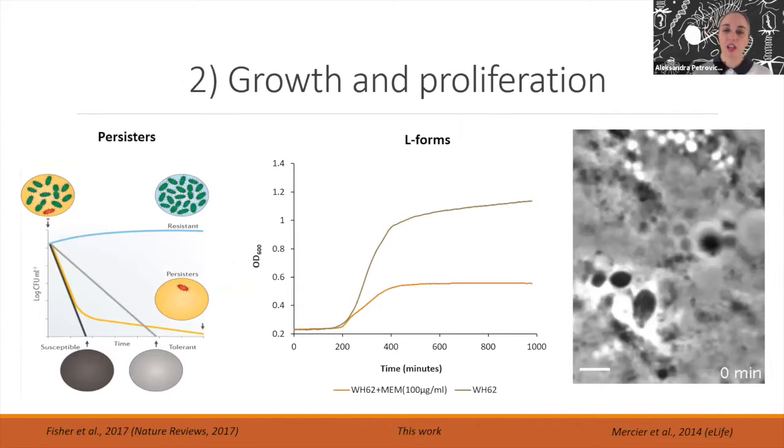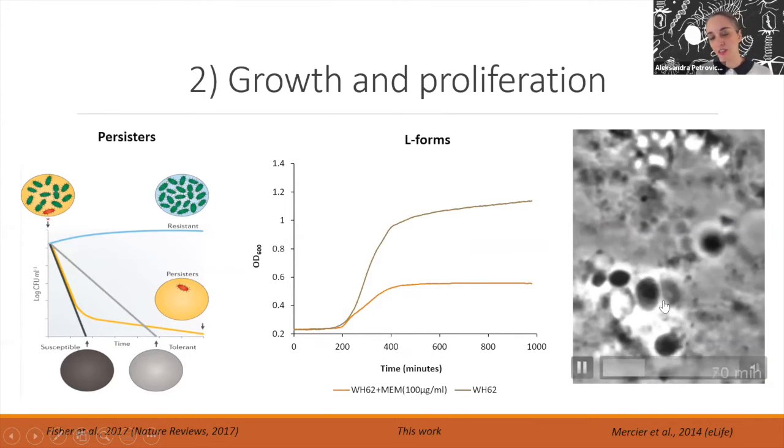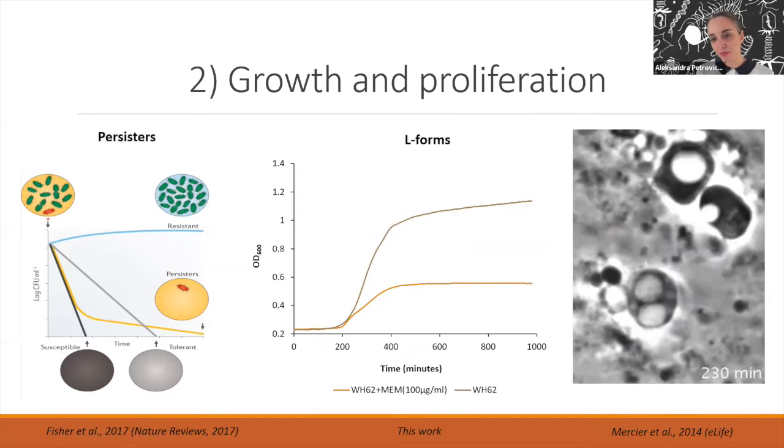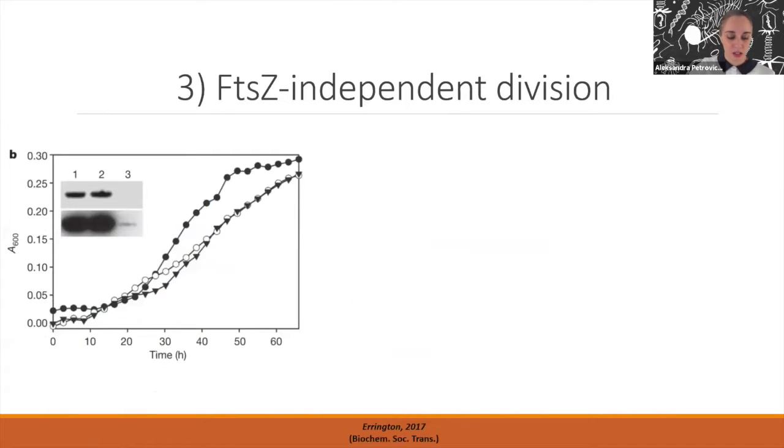Unlike persisters, L forms continue to divide, and they are metabolically active bacteria, but they are less metabolically active than their cell wall counterparts. On this graph, you can see the growth curves of L forms and cell wall counterparts. And in this little movie from Jeff Errington and his paper in eLife, you can see the mode of division they are using to divide. So as we saw, they successfully divide, but they do not rely on the essential division machinery in bacteria, which is thought to be essential.